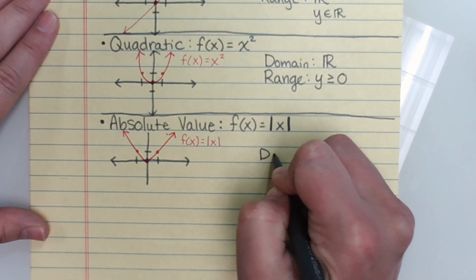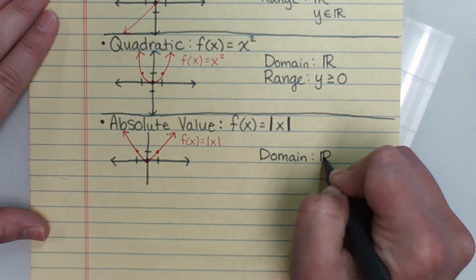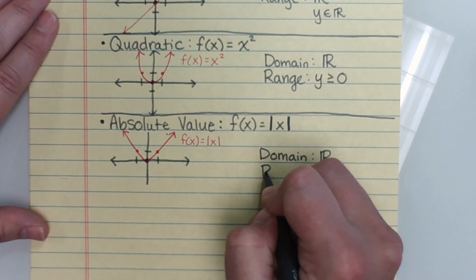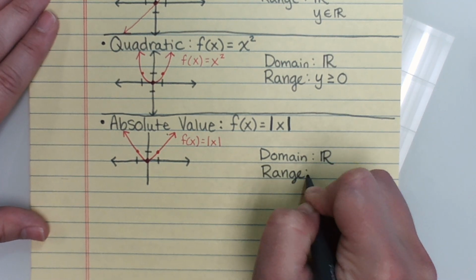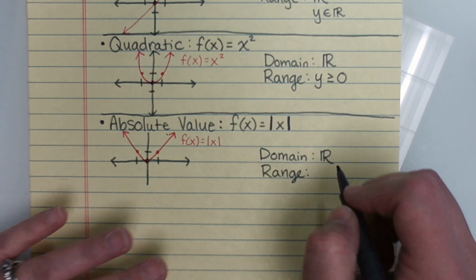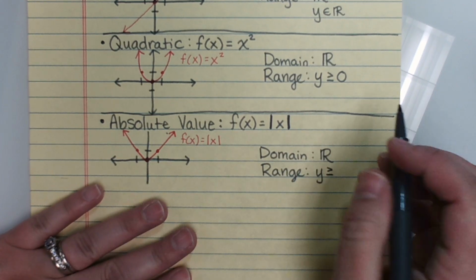Any guesses on the domain for absolute value? All real numbers. Because it goes all the way left, all the way right, there's no gaps in the middle. Range goes all the way up, but it doesn't go down. It stops at 0. So y is greater than or equal to, again, because it does hit that point, 0.